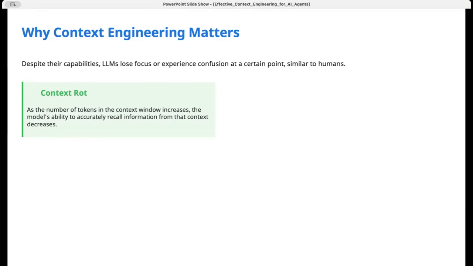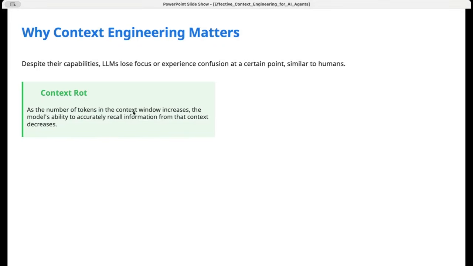Next, this blog also talks about why it matters. What are the key issues we see when we make LLM calls? We all know LLMs are powerful, but an LLM can also lose focus and experience confusion at a certain point. It's very similar behavior to humans, right? If you drown the LLM in lots of tokens, even though the context window can take it, the LLM can still get confused and the performance may drop. They call this phenomenon context rot.